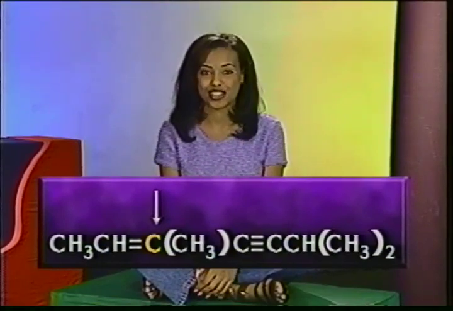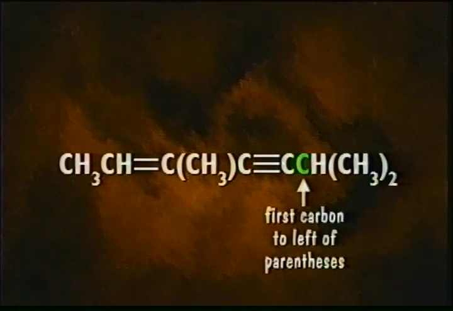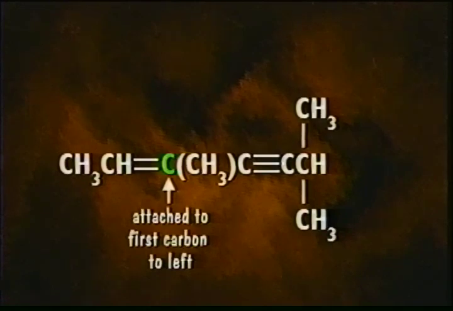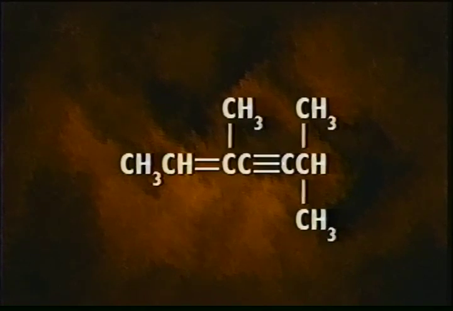Let's draw this molecule out. It'll make more sense. We'll start with the 2 methyl groups which were in parentheses at the right end of the chain. They go with the first carbon to the left of the parentheses, so we draw both of these methyl groups onto the end carbon of the chain. And the other methyl group, this one over here in the middle, goes with the first carbon to its left. So our molecule looks like this now.